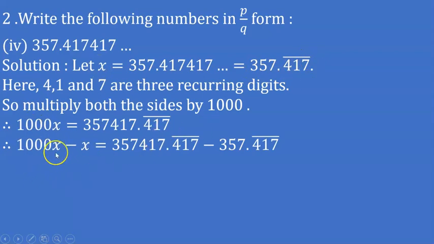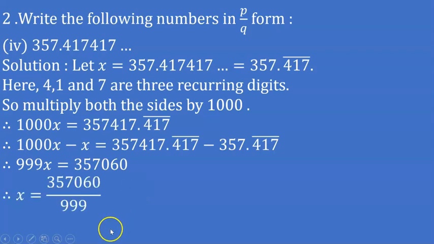Then you will get 1000x minus x equals 357417.417 recurring minus 357.417 recurring. After subtraction, you will get 999x equals 357060, and hence x equals 357060 upon 999, and this is in the form p upon q.